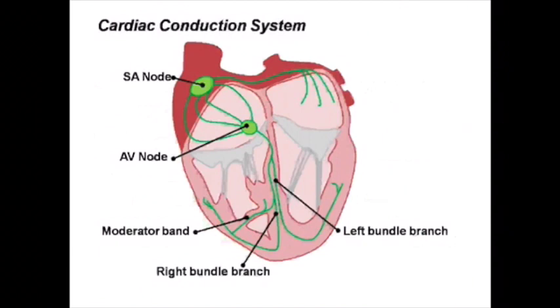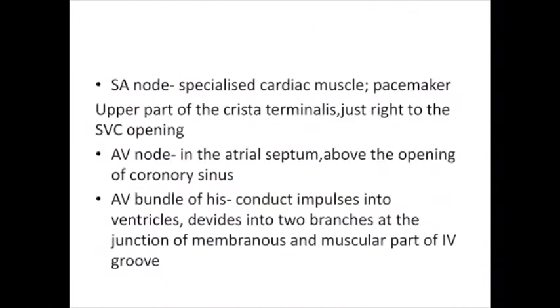and the atrioventricular node or AV node, bundle branches and Purkinje fibers. The sinoatrial node of the heart is located at the upper part of the crista terminalis, just to the right of the superior vena cava opening.